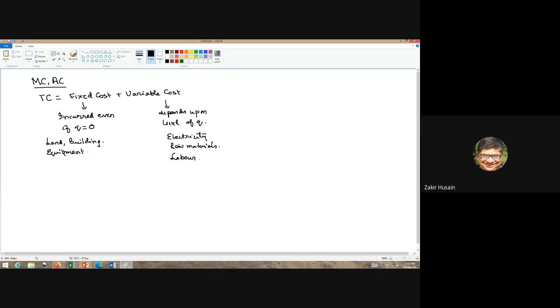But do you think labor really is a variable cost? At times it can't be. If you have permanent workers who are paid a monthly rate, W permanent per month, whether you produce something or not, you still have to pay this. But in economics, we assume that labor is part of the variable cost.